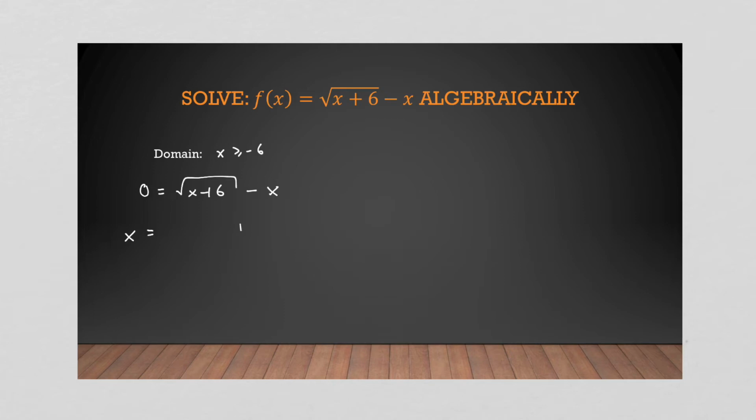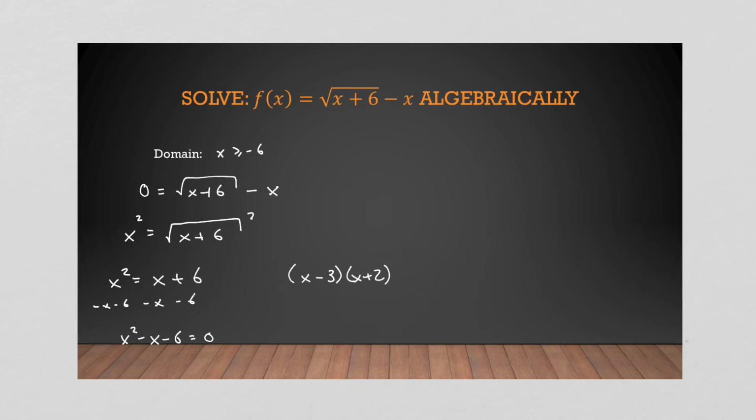That kind of gives us this here. Now we're going to square both sides, and we get x squared equals x plus 6. And now you can see we have the beginnings of a quadratic. So we're going to subtract x and subtract 6 from both sides of the equation, and we get x squared minus x minus 6 equals 0. And that factors out to (x minus 3)(x plus 2). So we have 2 solutions, right? We got x equals 3, and we got x equals -2.